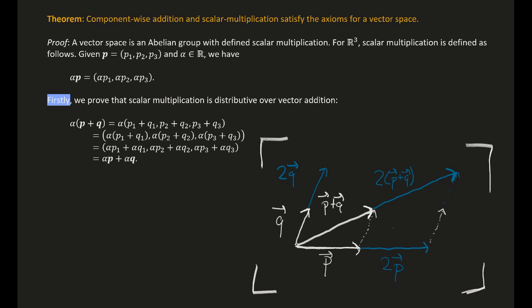Firstly, we prove that scalar multiplication is distributive over vector addition. To do so, we take two points, P and Q, we add them, and then we multiply their sum by alpha. We write this in coordinates, and then we use the definition of scalar multiplication to multiply each of those coordinates by alpha. We then use the distributivity of real numbers to distribute alpha across the sum p_i plus q_i. And then we use the definition of vector addition, or I should say, the addition of points in R3, and rewrite this as alpha times P plus alpha times Q.